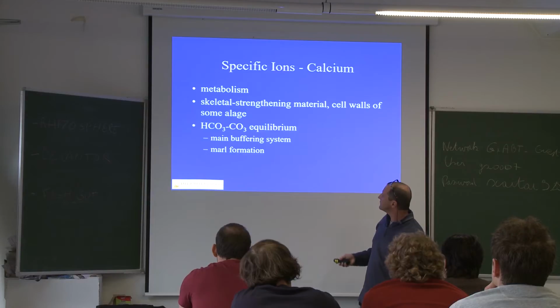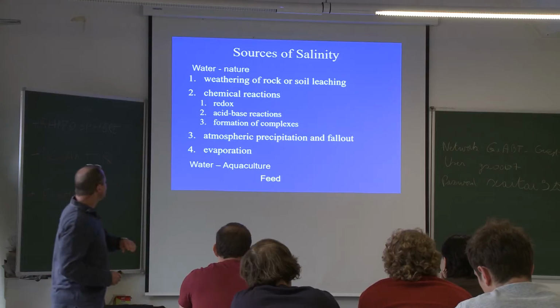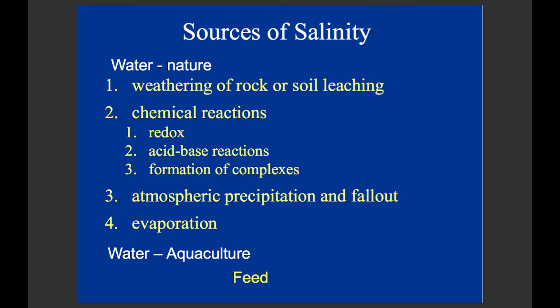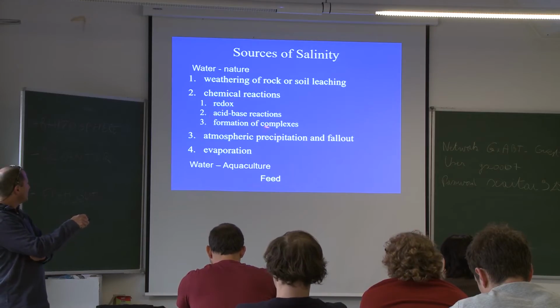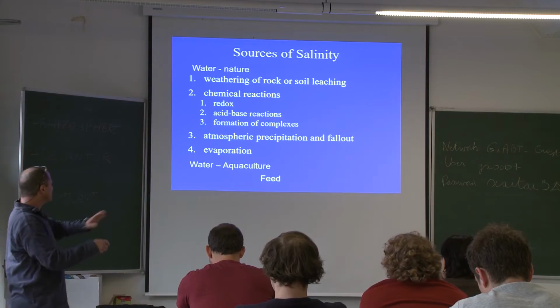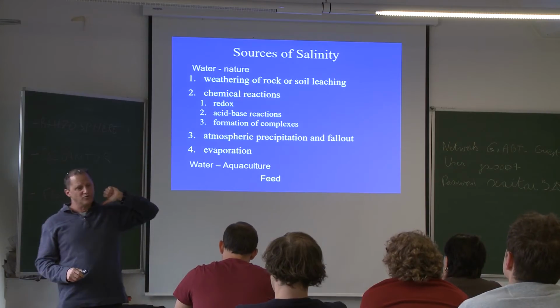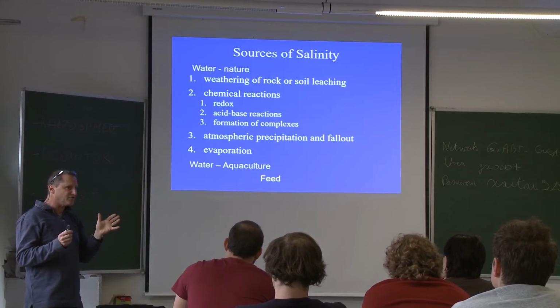Okay, that's the importance of calcium, but we talked about that. So that's what we were looking at, sources of salinity. In nature, salinity is either from weathering rocks or from some chemical reactions and redox, and redox is reduction oxidation potential. Some acid-base reactions and so on, and precipitation. So that's in nature. In aquaculture, it's the original source of our water, and again, the food, or the fish feed. That's the sources of salinity into our system.